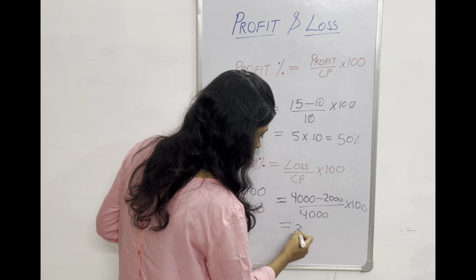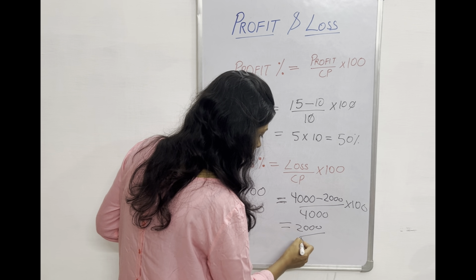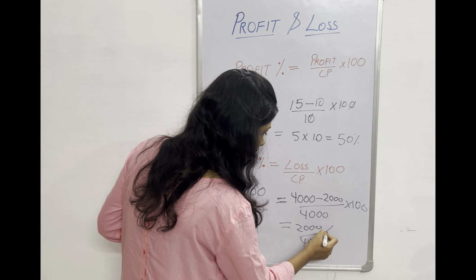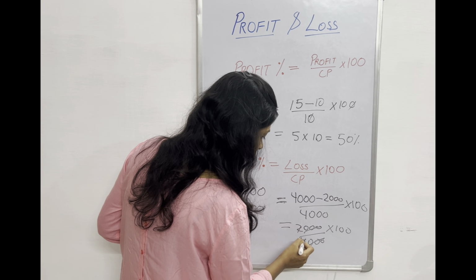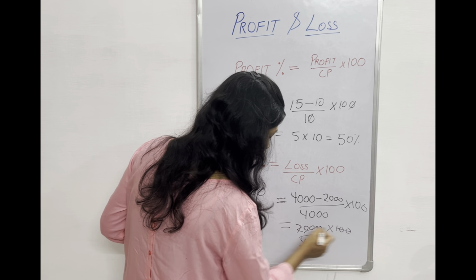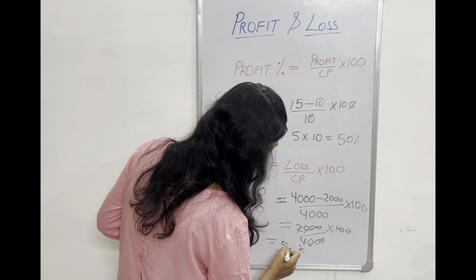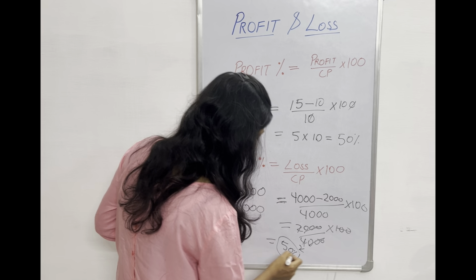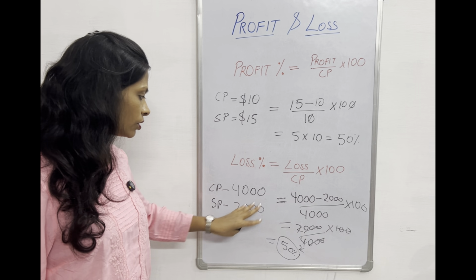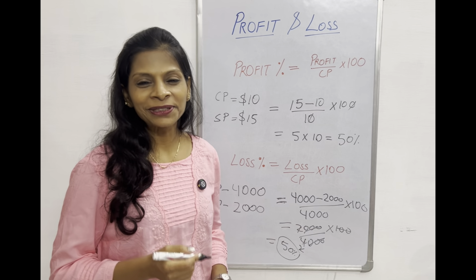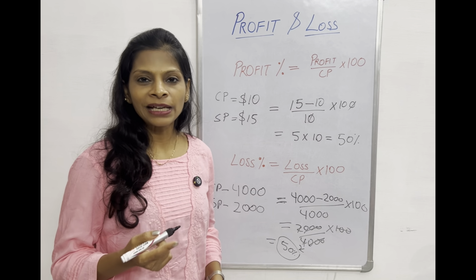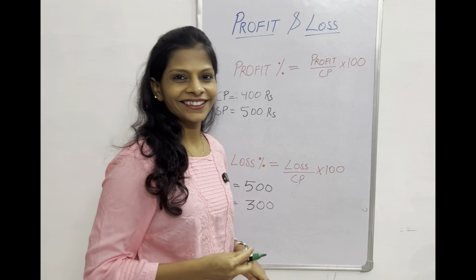Now 4,000 minus 2,000 is 2,000, divided by 4,000 times 100. Now I cancel the zeros. 2 divided by 4 is 2, and again my answer is 50%. So when I bought a car for $4,000 and sold for $2,000, I had a loss of 50%. Let's do some more examples to understand better.